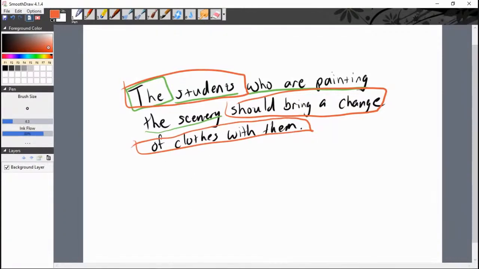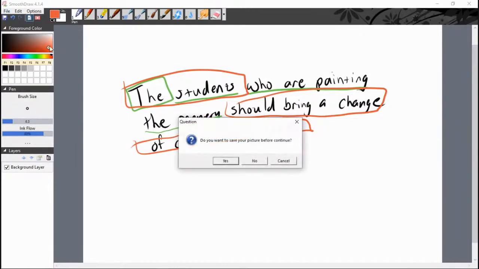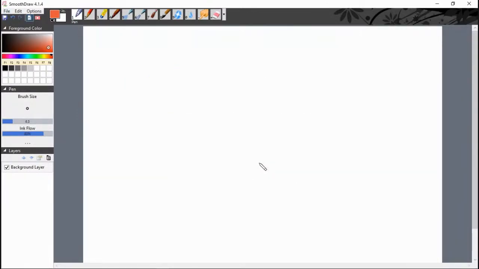Does that stand alone? Yes, it does. What about the students who are painting the scenery? Who are painting the scenery does not stand alone. The students who are painting the scenery what? It doesn't stand alone in a sentence. So that's a dependent clause. It's dependent on the rest of the sentence.